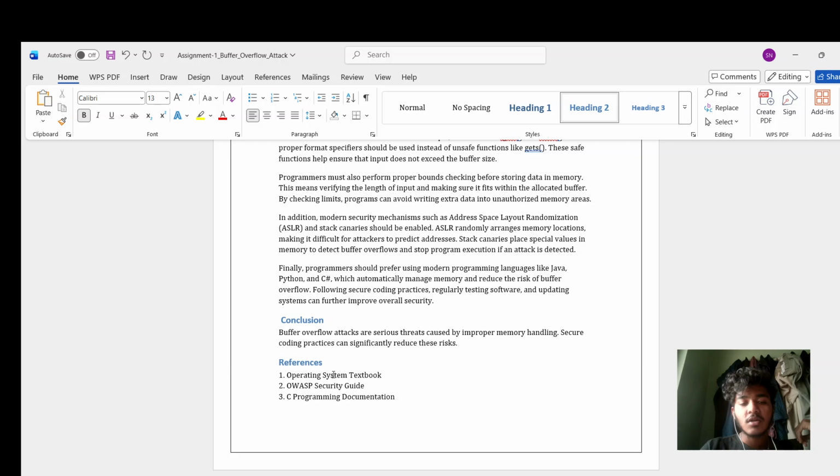9. References: 1. Operating System Textbook. 2. OWASP Security Guide. 3. C Programming Documentation.